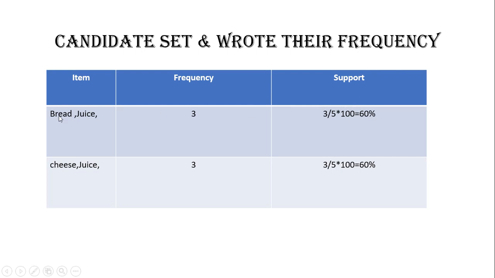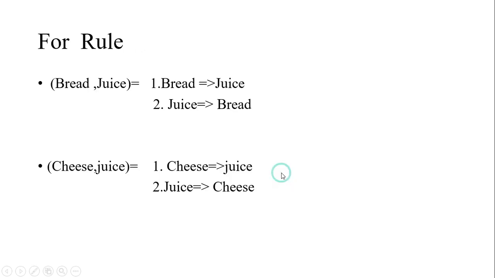So what we are getting: bread and juice will be having 3 frequency. So 3 by 5 multiplied by 100 is equal to 60%. And in the second row we are having cheese and juice will be the 3, that is nothing but 3 by 5 multiplied by 100 is equal to 60%. So we'll get only these two things, these two pair products. Okay. Now we are moving to the next.